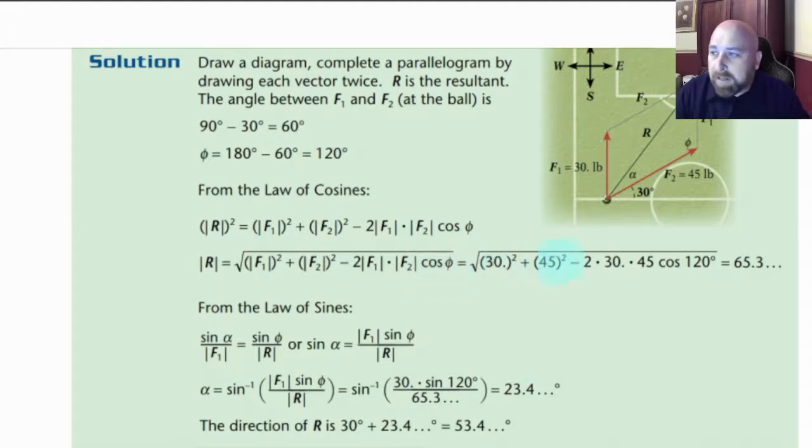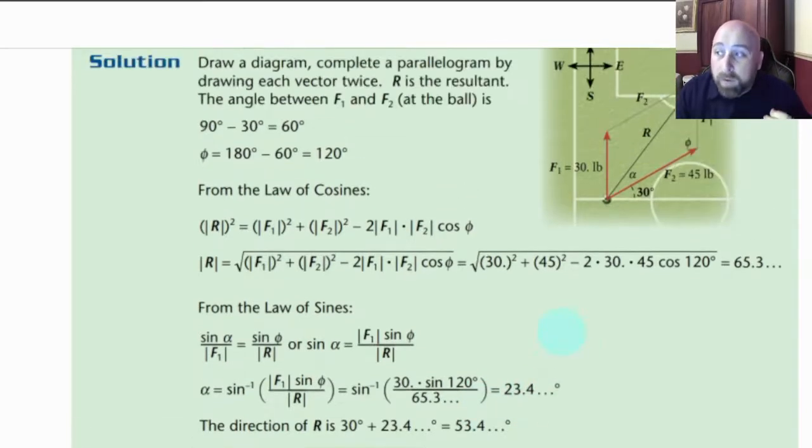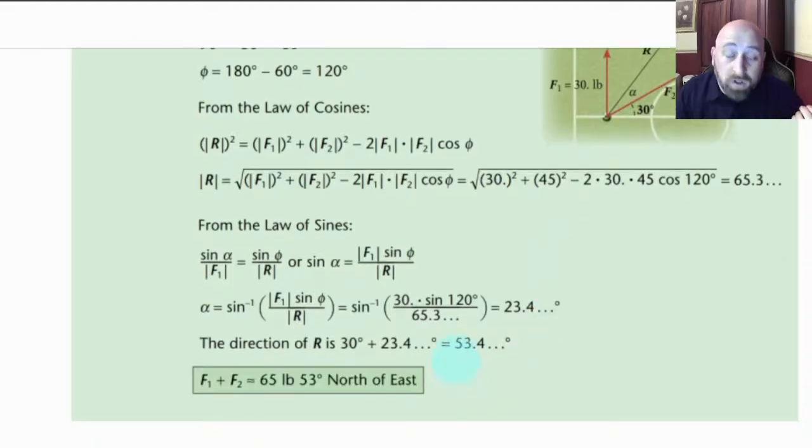And then you just plug it in. Okay. And then again, using your calculators, hopefully by this point, you know how to use your calculator well enough. Plug it all in. And then once you get that 65.3, now is when you use the law of sines. Why do you have to use the law of sines? Because now we have enough information to use it, and the output that we need, the resultant that we need.